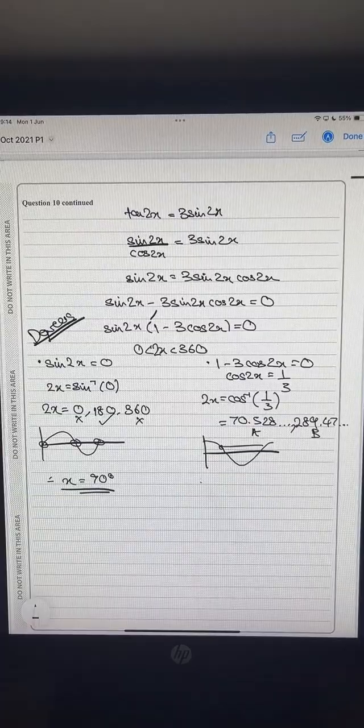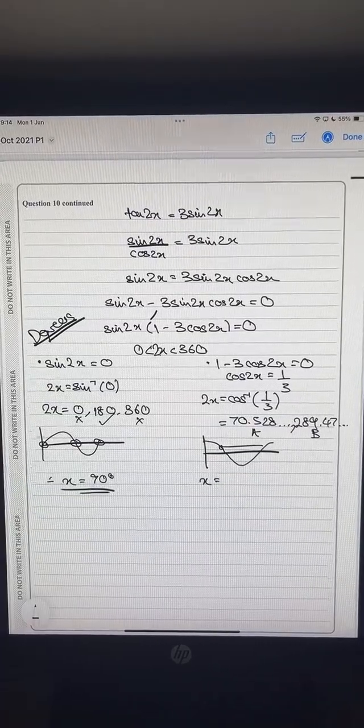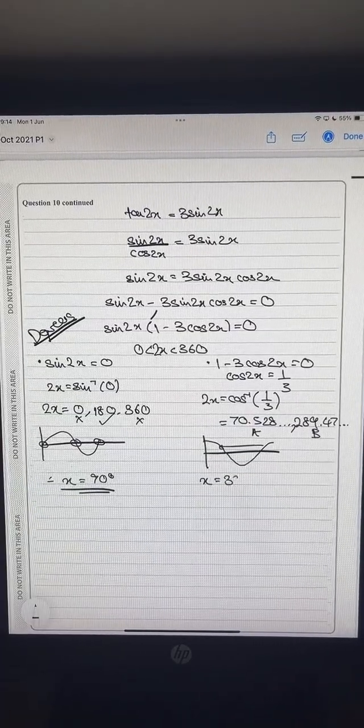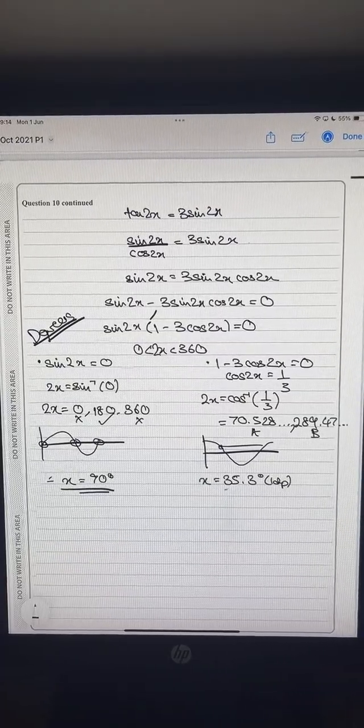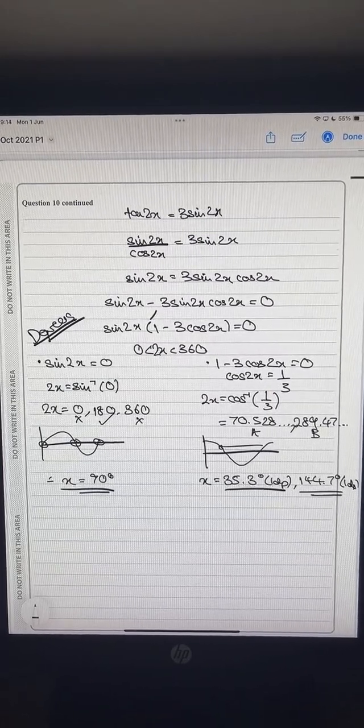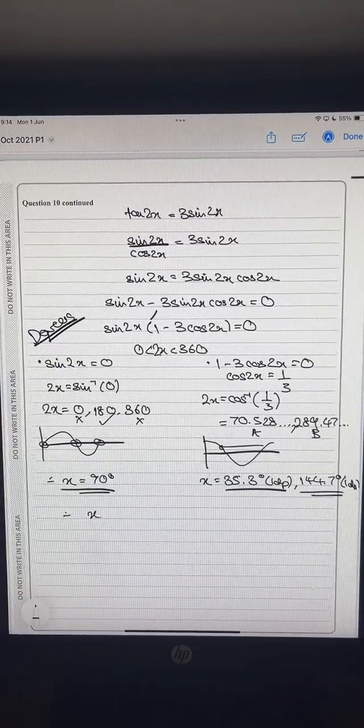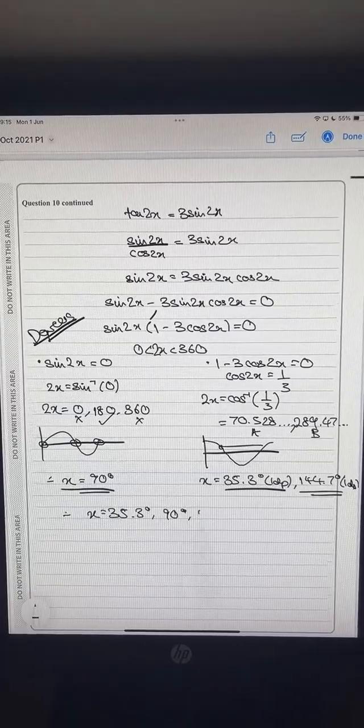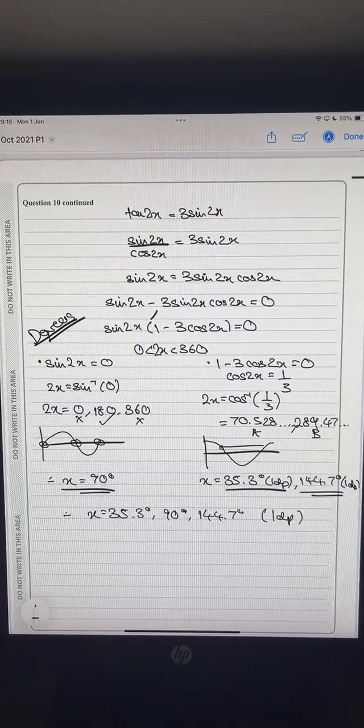And then all you have to do is get x. So x is equal to half of these values here. So my first one is 35.3 degrees to one decimal place, because that's what they wanted. Or it's equal to 144.7 degrees to one decimal place, because that's what they wanted. So overall, therefore, x is equal to 35.3 degrees, 90 degrees, and 144.7 degrees to one decimal place.